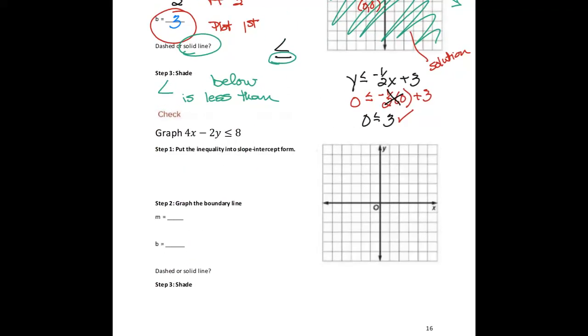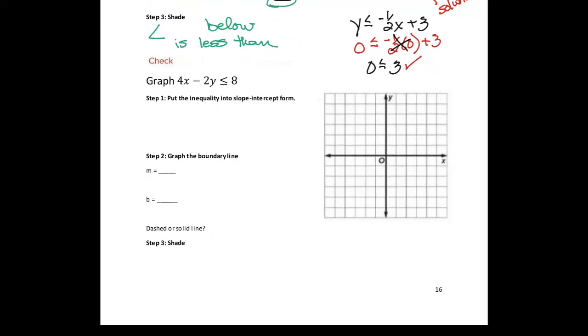So, last problem says put the inequality into slope-intercept form. So I'm going to rewrite it first. 4x minus 2y is less than or equal to 8. Now this is a check, meaning you should try to do it on your own. But remember, we want to get it to y equals mx plus b. That is your slope-intercept form. So we want to get that y by itself.